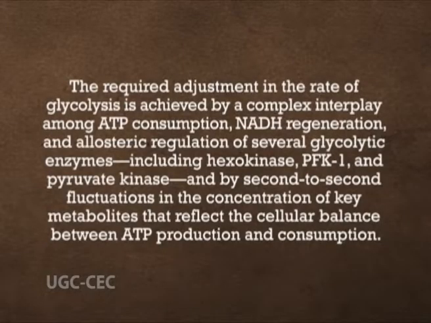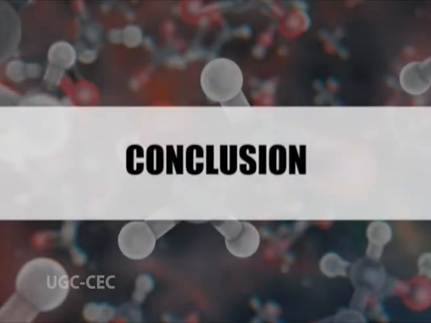The required adjustment in the rate of glycolysis is achieved by a complex interplay among ATP consumption, NADH regeneration, and allosteric regulation of several glycolytic enzymes, including hexokinase, PFK1, and pyruvate kinase, and by second-to-second fluctuations in the concentration of key metabolites that reflect the cellular balance between ATP production and consumption. On a slightly longer time scale, glycolysis is regulated by the hormones glucagon, epinephrine, and insulin, and by changes in the expression of the genes for several glycolytic enzymes. Now let's come to the conclusion.